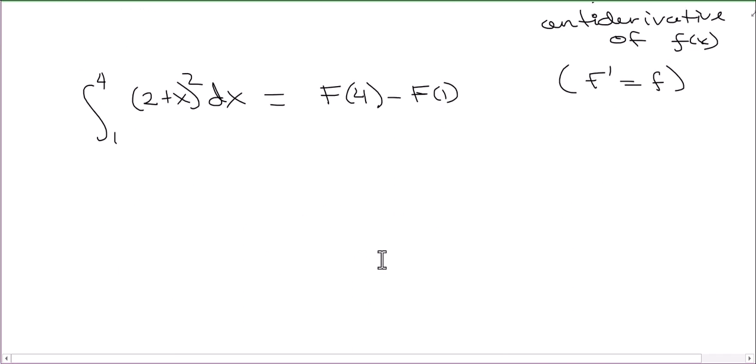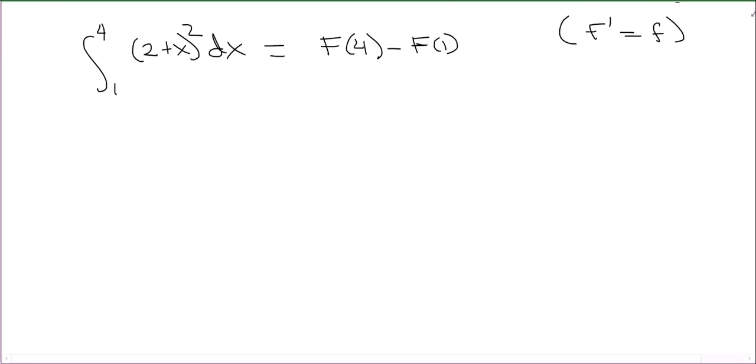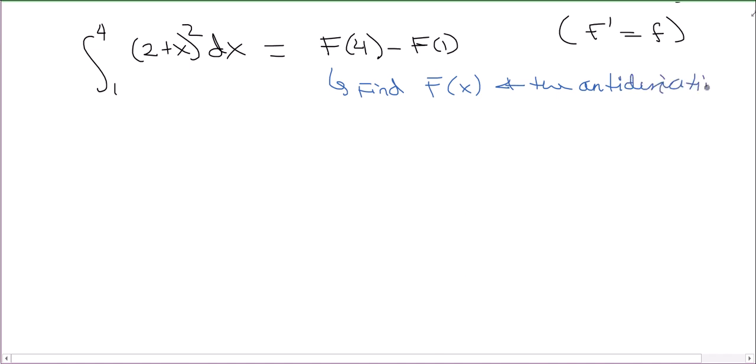So our goal then is to find F of x, the antiderivative, which we know how to do. How do we find the antiderivative of this? We can multiply it out. So when you multiply it out, 2 plus x quantity squared, that's 4 plus 4x plus x squared dx, right? And then do the antiderivative of that.